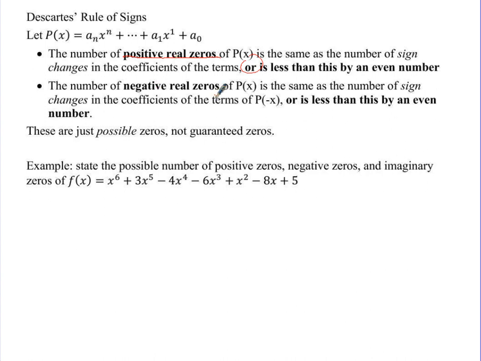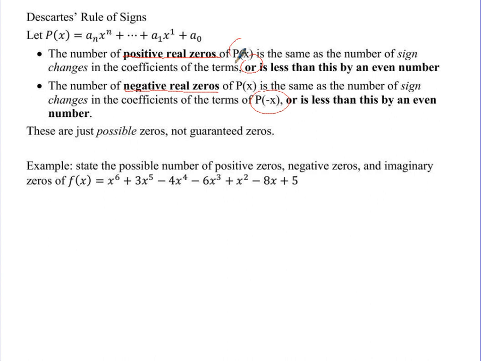The number of negative real zeros of the polynomial. So these are negative real zeros. So if you were to solve, you would find x equals like -2 or something like that. Okay? The number of negative real zeros is the same as the number of sign changes, again, in the coefficients of the terms of the polynomial evaluated at -x. Or, again, less than that by an even number.